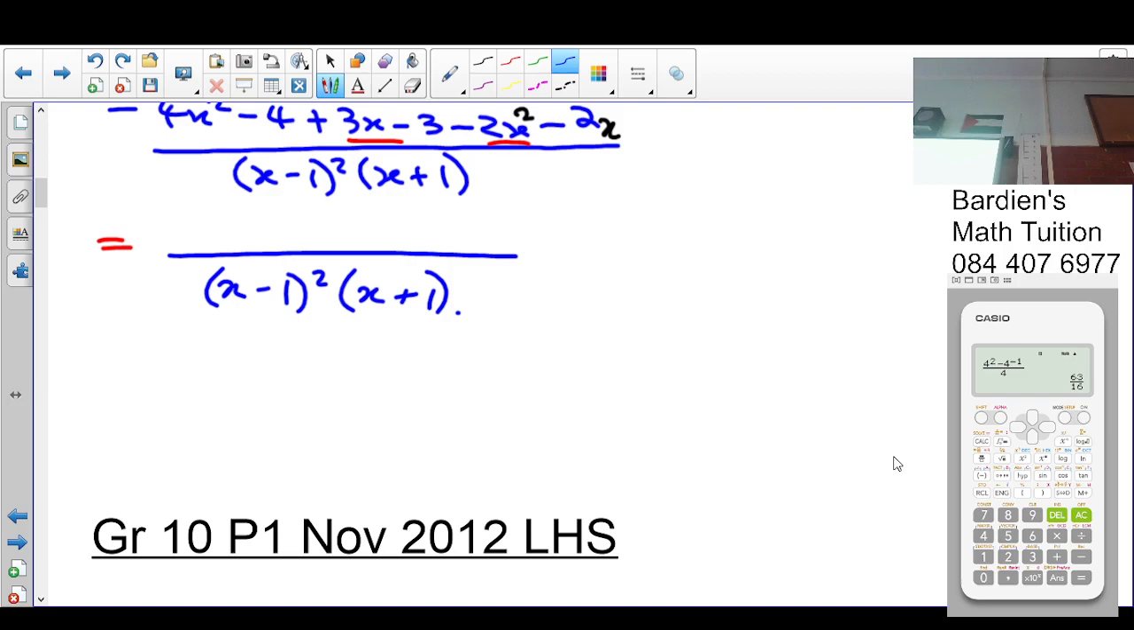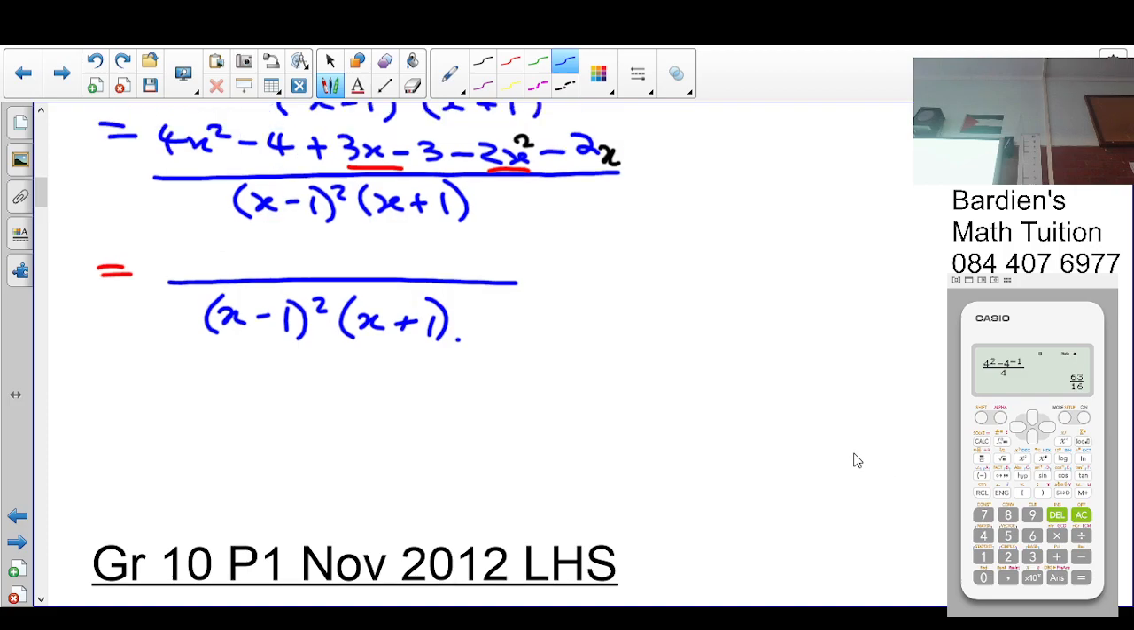Right, so we got 4x squared, so we're going to now look for like terms again. That's all. So 4x squared minus 2x squared, 2x squared. 2x minus 2x, 3x minus 2x plus x. Minus 4 minus 3. Minus 3. And there's no way that this trinomial can factorize, not so? So that's your answer. You all agree? Good, nice.